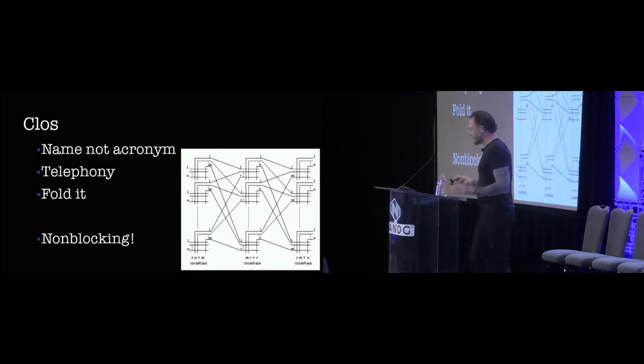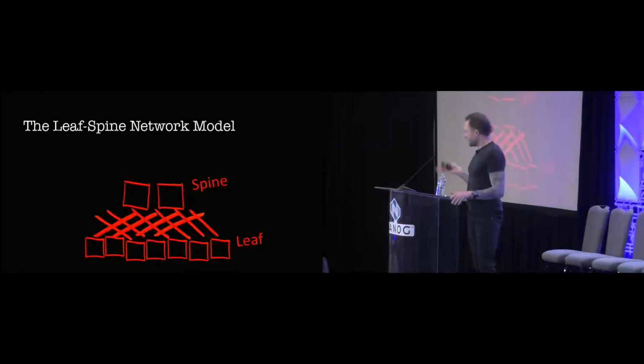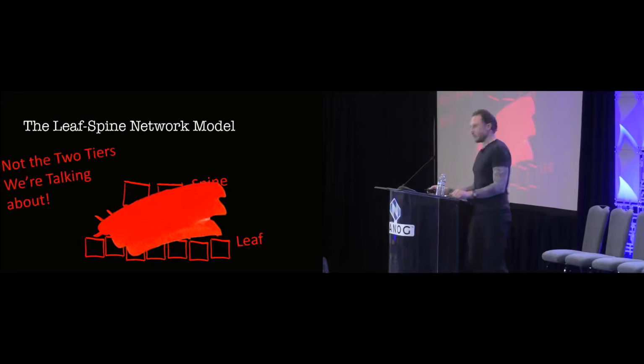Clos is not an acronym. There's a guy named Charles Clos back in 1952 who figured out a way to hook together crossbar switches to cost effectively implement an almost infinitely scaled network. So that's what allowed telephony to flourish. Pretty cool. There are some cool little algorithms you can use to figure out what the actual capacity is and the number of links. And what we're doing today is folding that up so we get this leaf spine network model. Spoiler alert, that's not the two tiers that I want to talk about today.